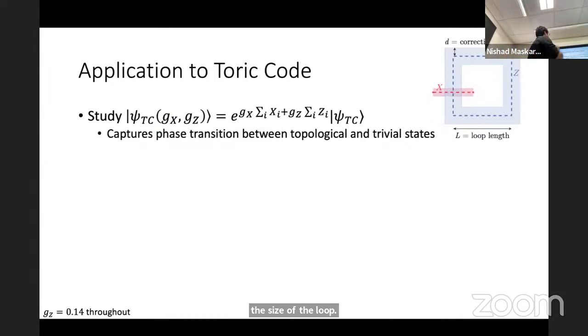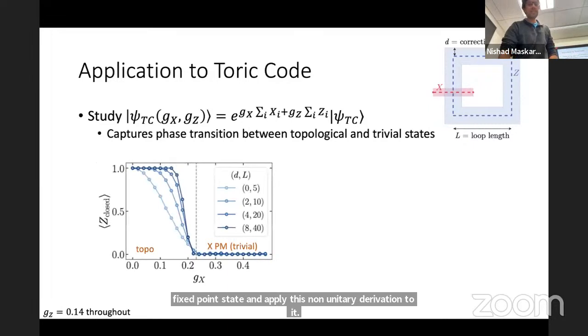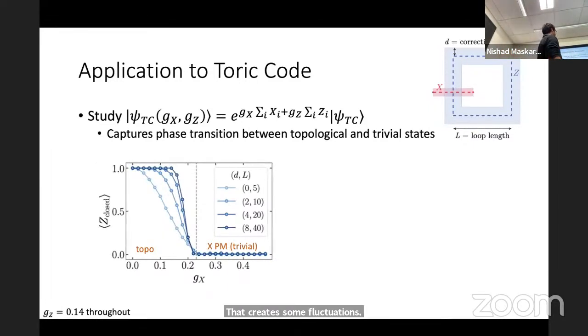To check this procedure in numerics, we're going to study a simple toy model where we take the toric code fixed point state and apply this non-unitary perturbation to it that creates some fluctuations in the state. We know that in this model, there's also a phase transition from topological to an X paramagnet at this dashed line location. When we apply the procedure to it, this local pairing plus coarse graining, we see that in the topological phase, the signal gets amplified to 1 quite quickly. But in the trivial phase, the signal remains at 0.